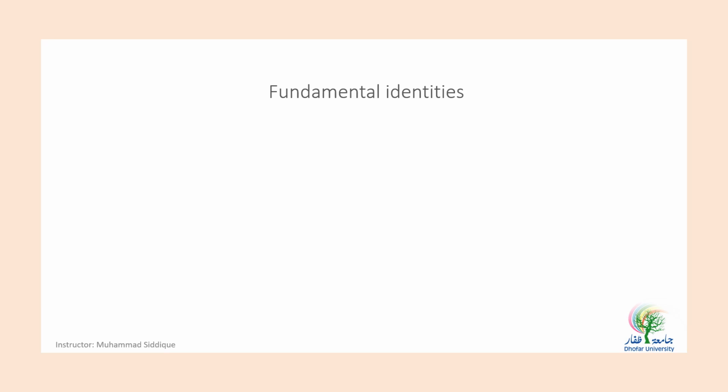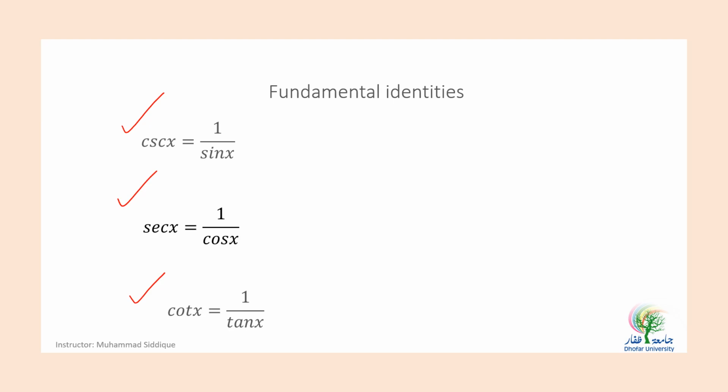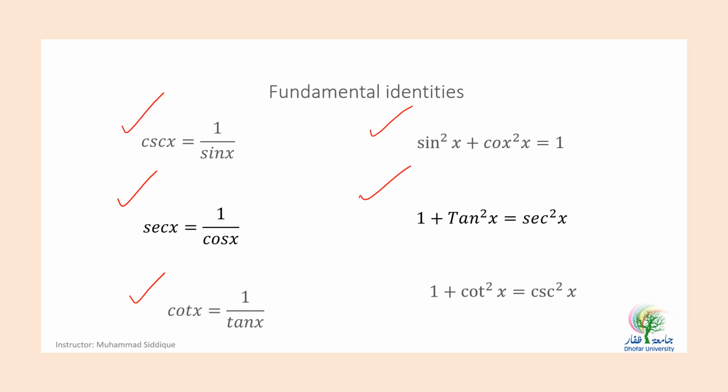Fundamental identities. Once again, as we finished before, cosecant is 1 by sine, secant is 1 by cosine, and cotangent is 1 by tangent. And we have some more identities: sine squared x plus cosine squared x equals 1; 1 plus tan squared x equals secant squared x; and 1 plus cotangent squared x equals cosecant squared x. These are some fundamental identities we have to remember.